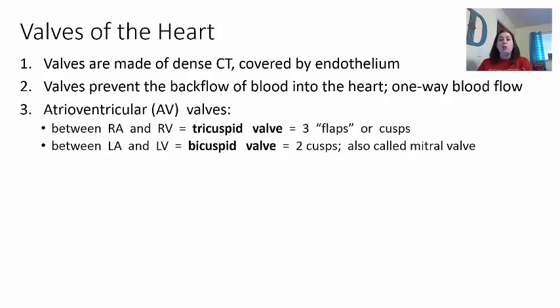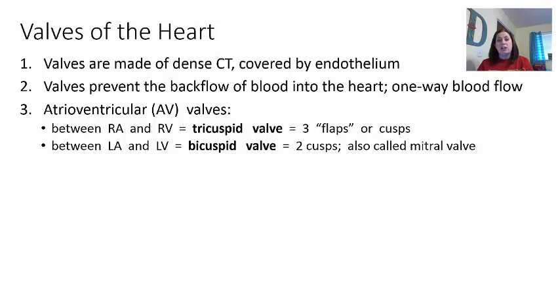Now, there are 2 main categories of these valves. The first are called the atrioventricular valves, or the AV valves. These are the valves that are going to be between the atrium and the ventricle. So we have one between the right atrium and the right ventricle. This is called the tricuspid valve. The reason it's called the tricuspid valve is it has 3 flaps to it, or what we call cusps. So tri means 3, and so this lets you know about its name.